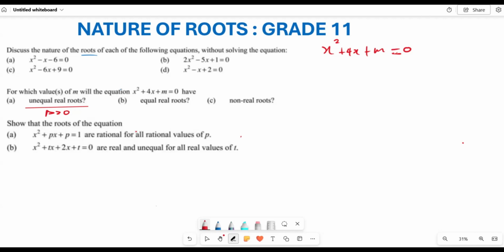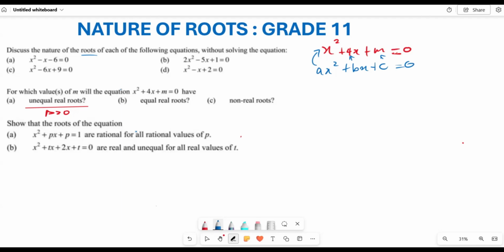So which means here we are not looking for delta, but we are substituting into your delta so that we can find the values of m. And I want you to understand that this is still given in terms of ax squared plus bx plus c, which is equal to 0. Can you see that your a is still 1 here? Your b is 4. And can you see that your c is your m in here?